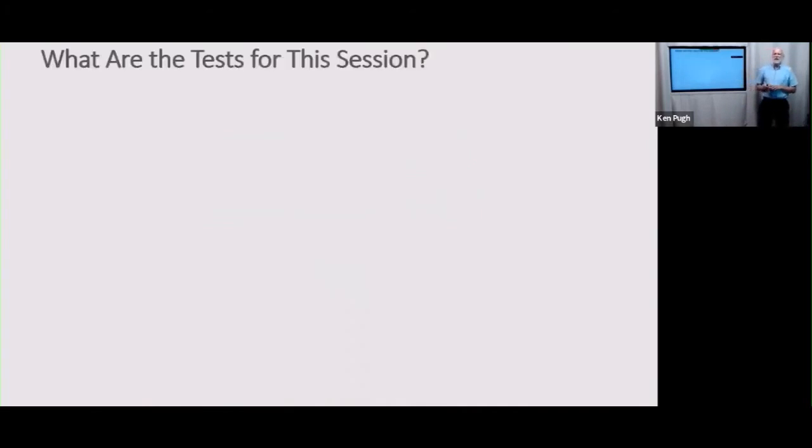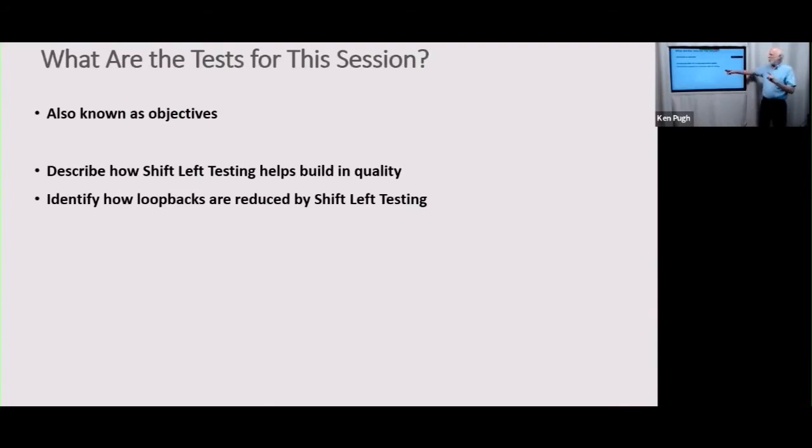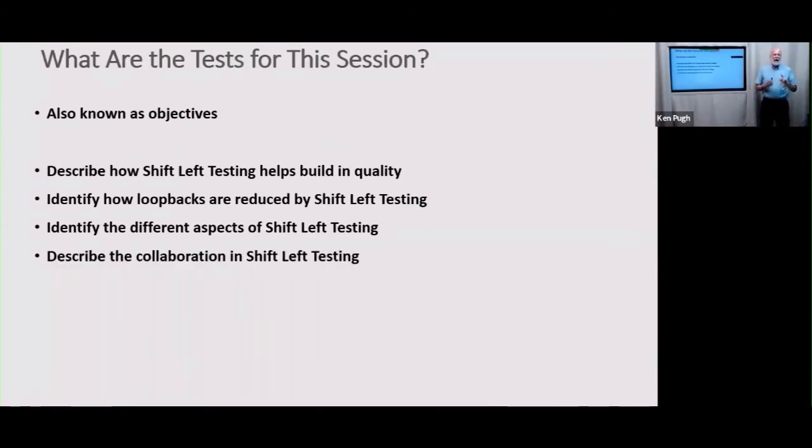First, what are the tests for this session? Well, they're also known as objectives. First, describe how shift left testing helps build in quality. Identify the loopbacks that get reduced by shift left testing. Identify some different aspects of shift left testing. And describe the collaboration involved.